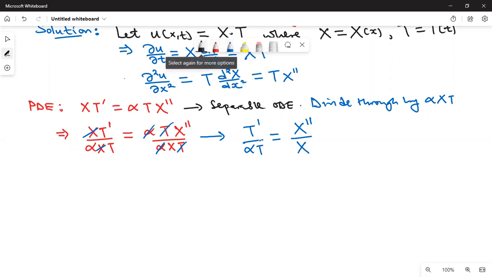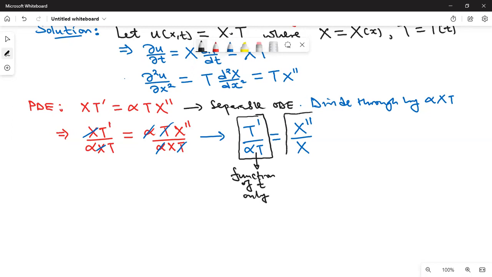Now look at the left-hand side. This is purely a function of t only. And the right-hand side of this equation is a function of x only. And we are saying these two should be equal. A function of t should be equal to a function of x. For that to be true, each side must be equal to a constant k.